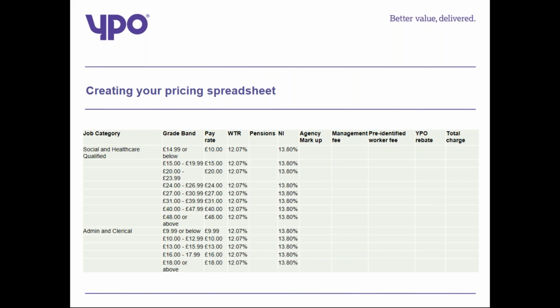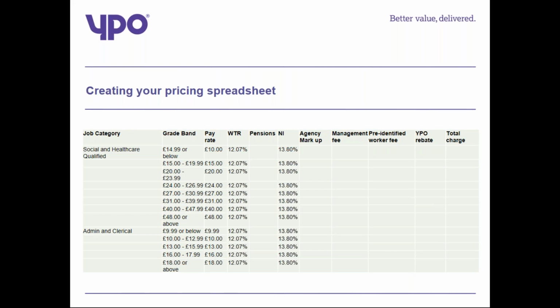So this is the likes of Matrix, Commensura, Reed, Adecco, and such like. This is where their fee plays a part. This is the overarching fee, so this needs to be open to allow them to put that in there. There's then also the YPO rebate, which is 1/8 of a penny, which I know sounds ridiculous. However, it is now the lowest rebate currently available on any framework across the public sector.